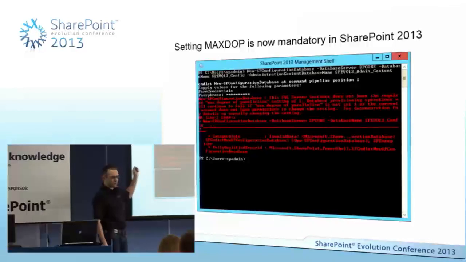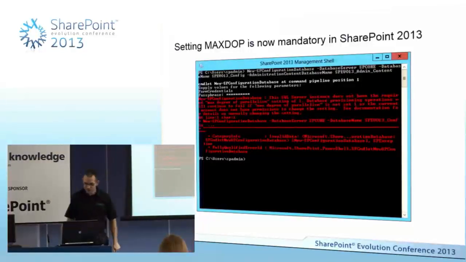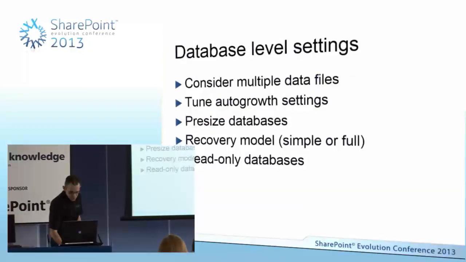If you don't set maximum degree of parallelism and you run the configuration wizard or you do it in PowerShell, you will be greeted with this error: Maximum degree of parallelism is not set. So you have to set it first. If the account that you are running the PowerShell with has sufficient rights in SQL Server, it will change the SQL Server setting itself. But you have to do this. Okay, I more or less talked about all these things. I'll have to speed up.